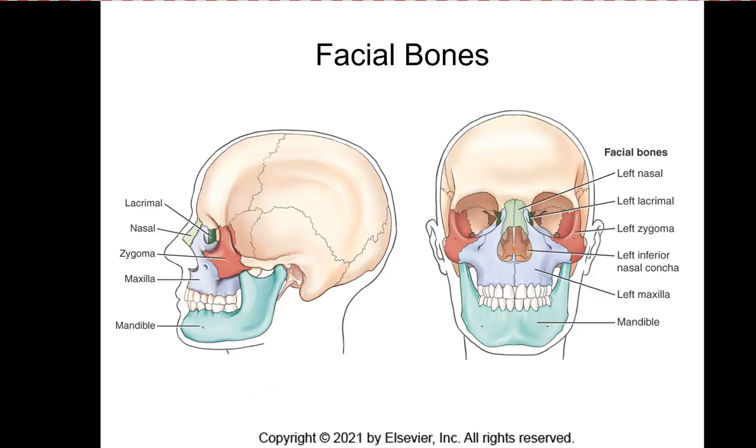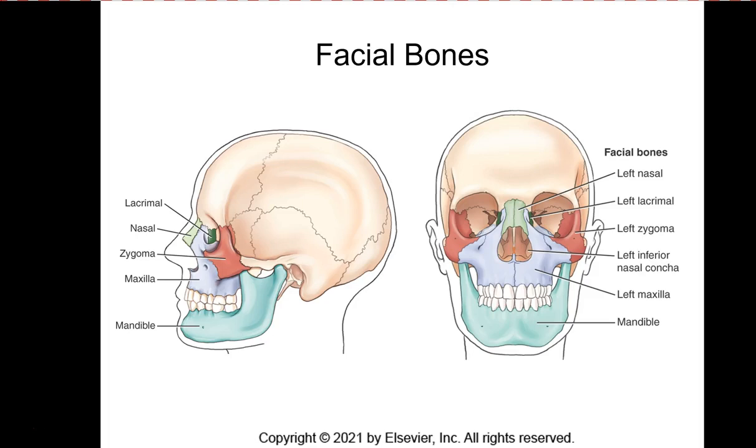Hello, and welcome to part 1 of facial bone anatomy. So remember, there are 14 facial bones, and each of the facial bones can be identified on frontal and lateral drawings except the two palatine bones and the vomer. Both of those bones are located internally and are not visible from the exterior. And we'll take a closer look at those in a little bit.